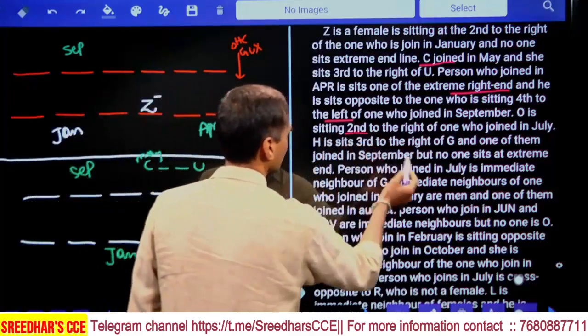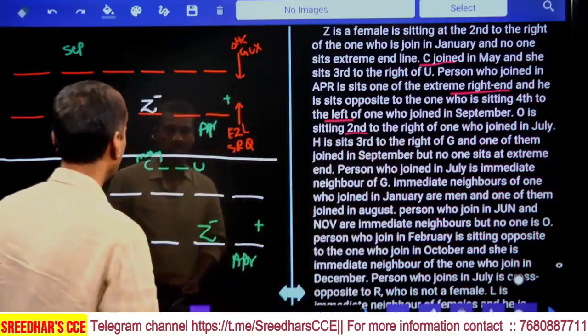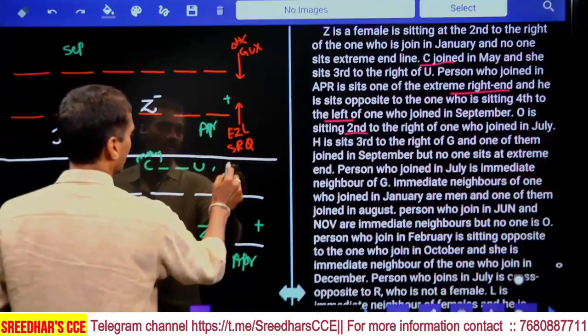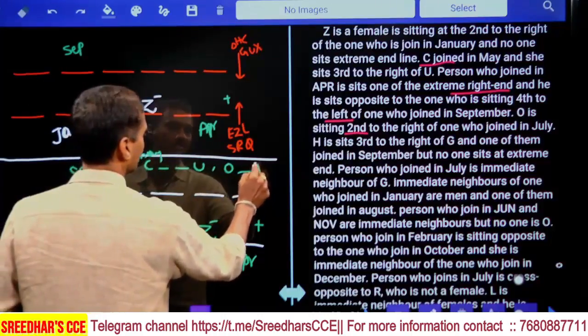O is seated second to the right of the one who joined in July. O is seated second to the right of the one who joined in July, so O is seated second to the right of July.